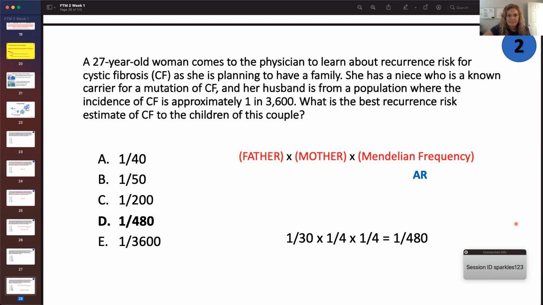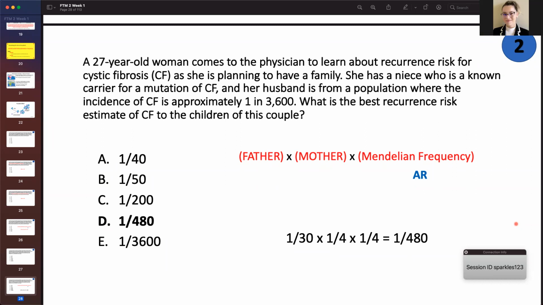I think the difference here is just that the niece is the carrier for cystic fibrosis. She's not affected. So your logic was right, and most people got this right. You guys are on the right track there. Don't stress too much about this one.